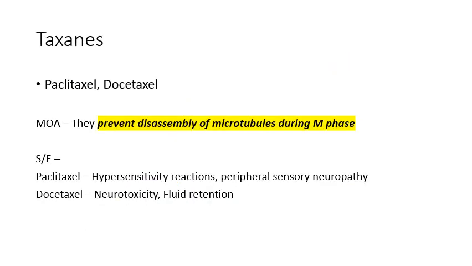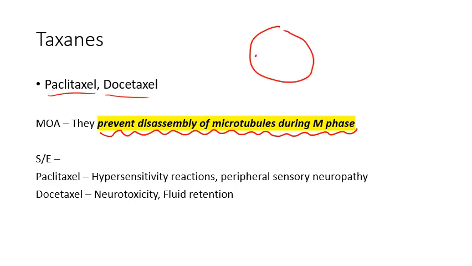Next two drugs are paclitaxel and docetaxel. They prevent the disassembly of microtubules during M phase. During M phase, microtubules are arranged in this fashion to aid the cell in cell division. There are two processes that occur. Number one is their assembly and number two is their disassembly. The disassembly is inhibited by taxanes, that is paclitaxel, and the assembly or the formation of their structure is inhibited by the vinca alkaloids.